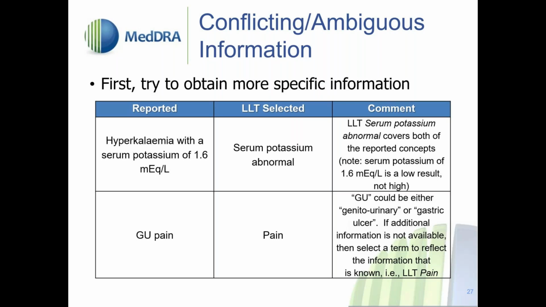For the GU pain, GU as an acronym is an ambiguous acronym because it can stand for genitourinary, it can stand for gastric ulcer. So we're not sure what's happening here, but we know there's some kind of pain. So the best approach here is not to make assumptions for this acronym unless we can elicit further details from the reporter. And in this particular example, we code the pain.